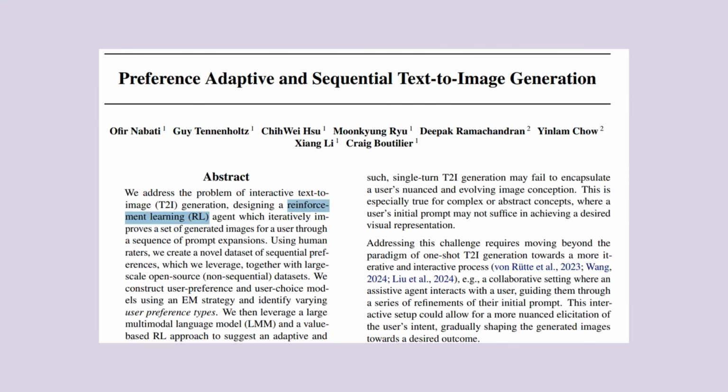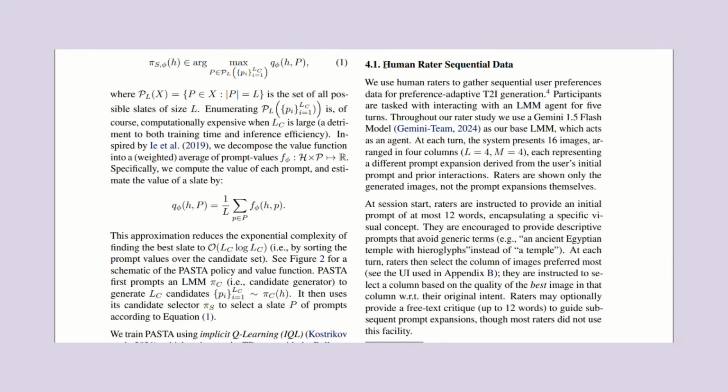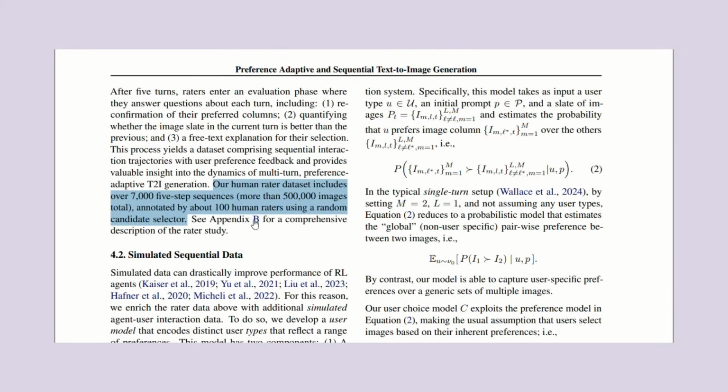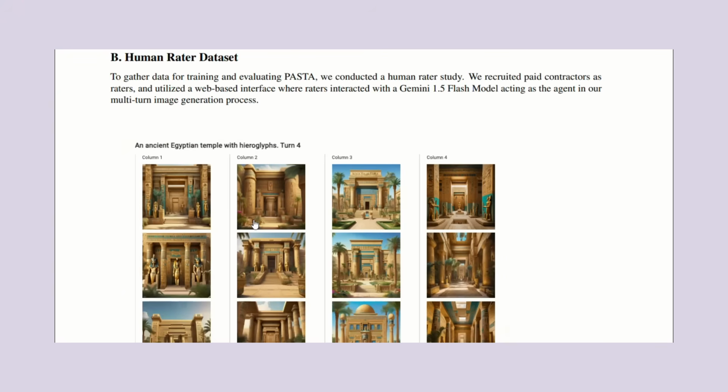Pasta uses reinforcement learning to understand user preferences. Google collected over 7,000 real user interaction sessions. They used this data to train a user model that predicts preferences. Then they generated over 30,000 additional simulated interactions for training. Some people like photorealistic images, some want artistic styles, some prefer vibrant colors, while others want muted tones. Pasta figures out which type you are within the first couple rounds. Then it adapts everything to match your preferences.